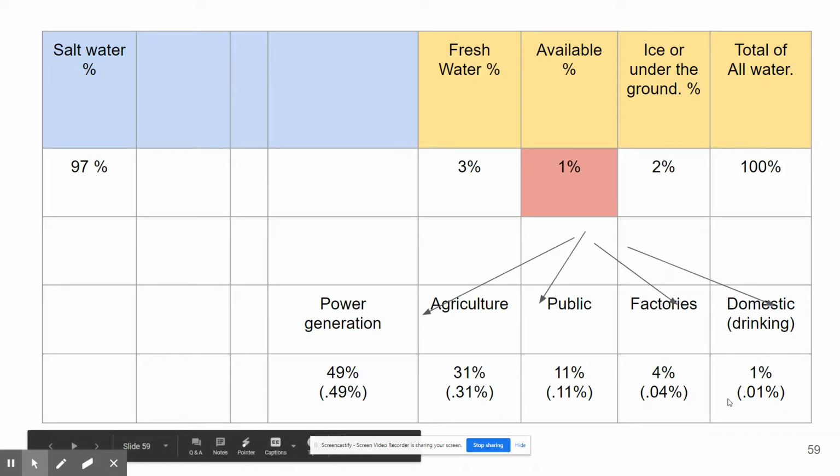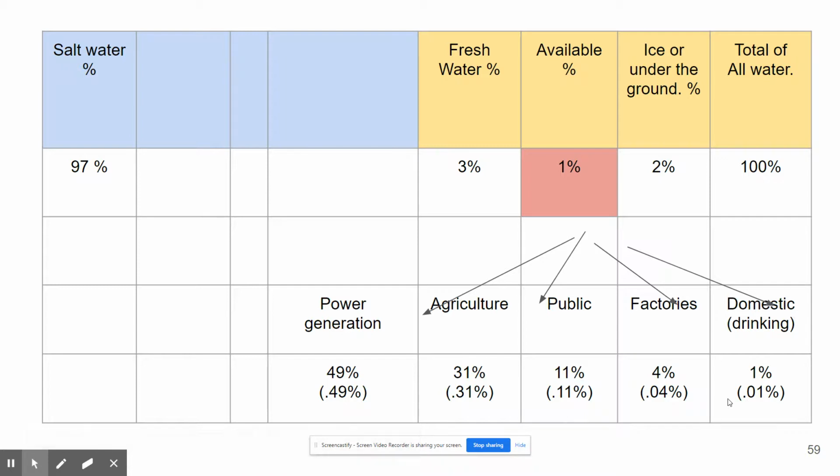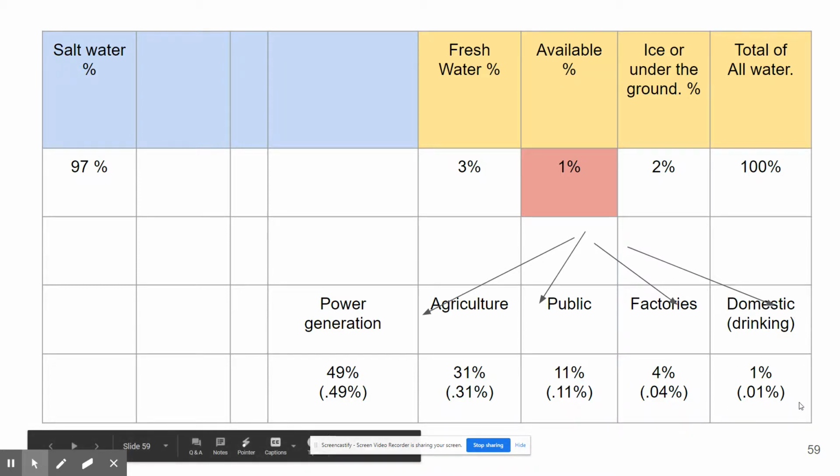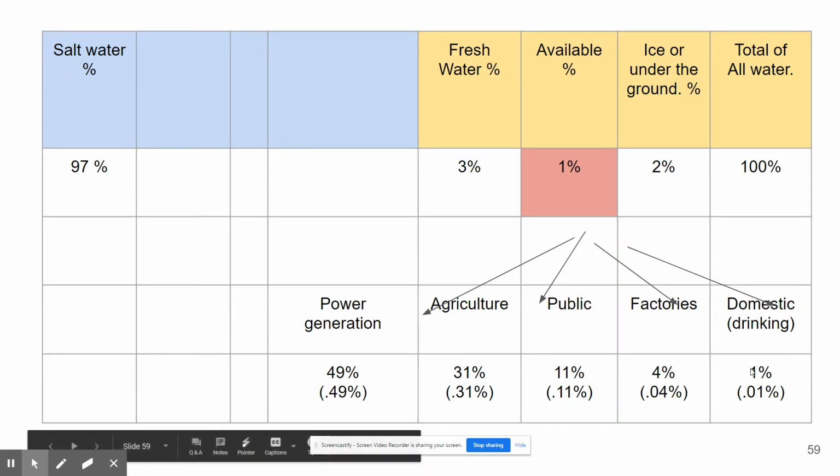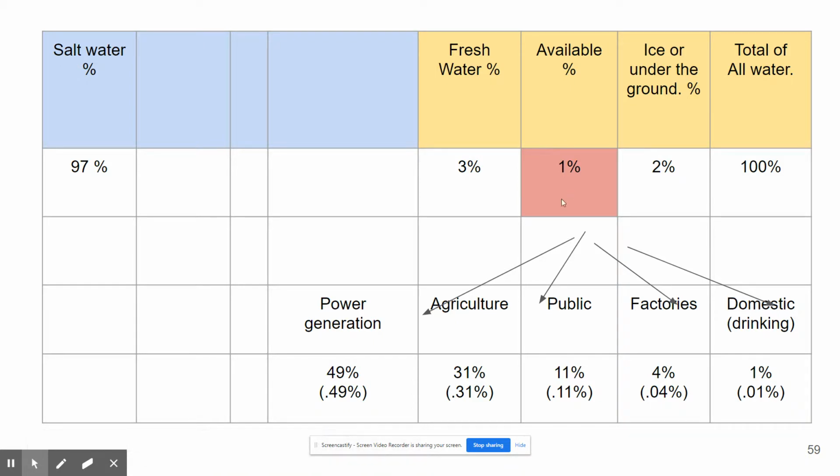Now, what happens as the population grows? Well, we need more water. So we've been pulling it out of the ground, out of the aquifers, using big wells. And unfortunately, we're depleting the groundwater. So once we deplete the groundwater, now we're going to have trouble because we only have, at best, 1% of all the water on the planet available. So what are we to do?